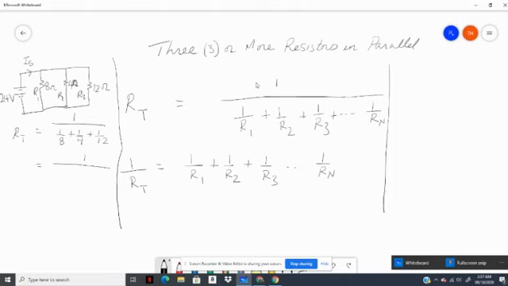1 over 8. So 1 divided by 8 is 0.125, plus a quarter, 0.25, plus 1 over 12. 1 divided by 12 is 0.083. Sorry about that. Okay, and so that's RT.